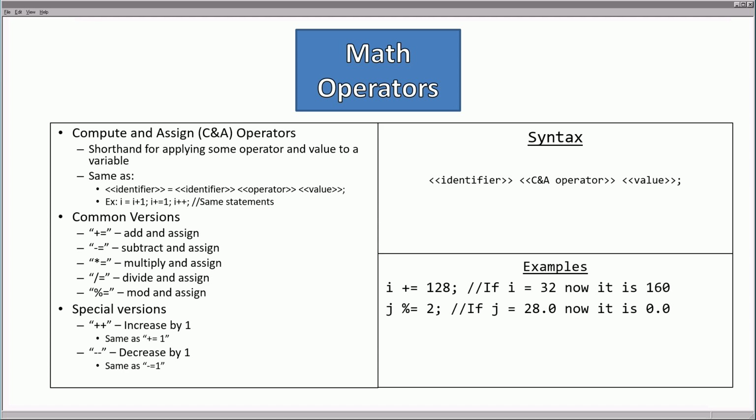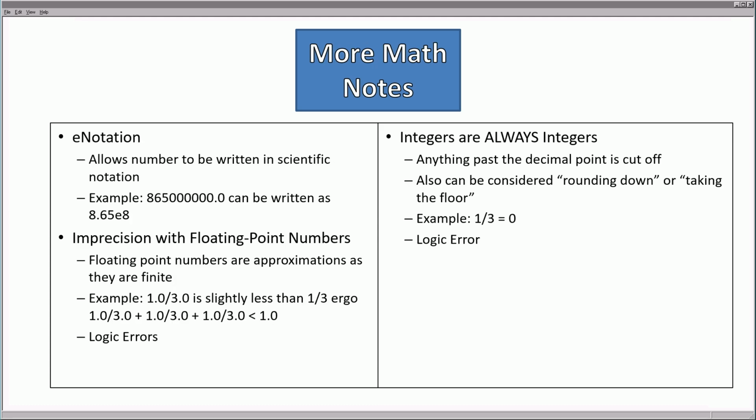There's also two very special versions, plus plus and minus minus. Basically, these are shorthands for plus equals 1 and minus equals 1. As you can see up here, in this example where i is assigned to i plus 1, or i plus equals 1, or i plus plus are all the same statements. And you should pick whichever version you like best. In this way, you can start finding your programmer voice as you're communicating with the machines. Going further than that, there's also e-notation, which allows numbers to be written in scientific notation, as we can see there.